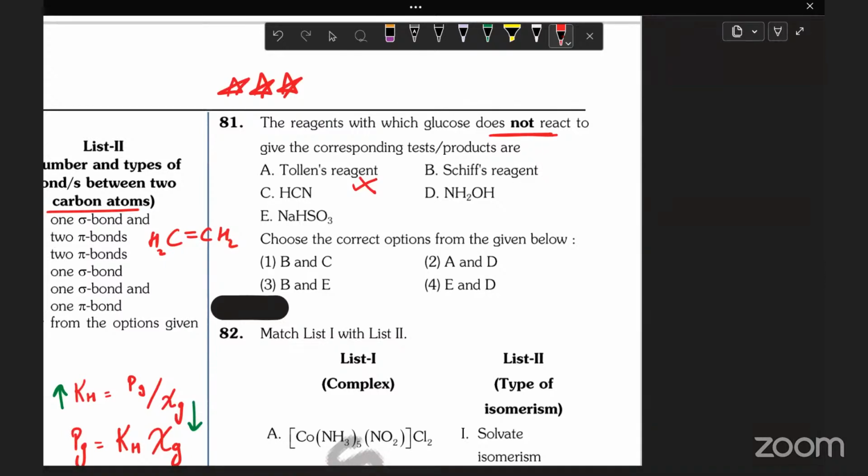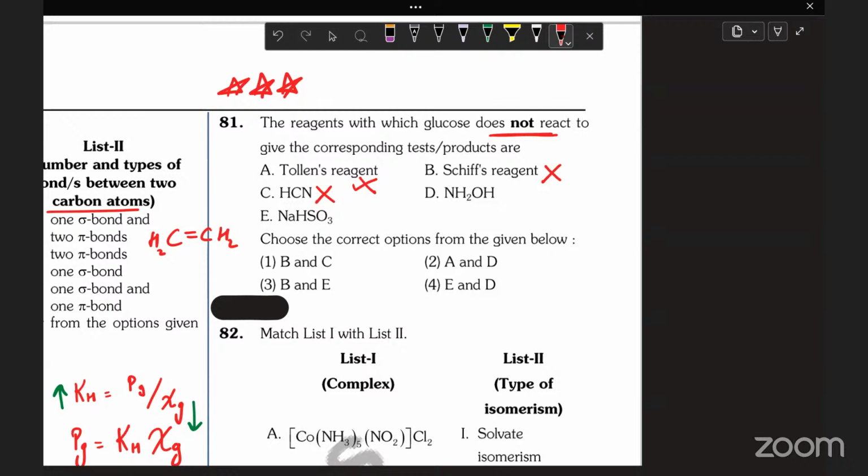Schiff's reagent, it's a weak reagent. It is not able to break the ring of the glucose, and that's why the aldehyde group is not free, and that's why Schiff's reagent does not react with glucose, right? This reaction is not shown. HCN, the cyanohydrin reaction, the aldehyde shows with HCN, right? That will be formed, and that's why this is also not the right option.